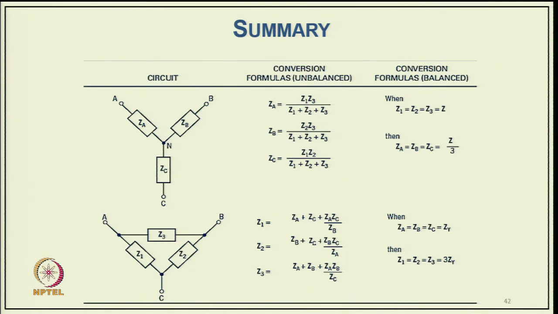And if you want to go from star to delta, Z1 will be, again as we discussed, equal to ZA plus ZB, because those are the two branches between the terminal, plus ZA ZC divided by ZB. Similarly, Z2 will be ZB plus ZC plus ZB into ZC divided by ZA, and Z3 will be ZA plus ZB plus ZA ZB by ZC. If all three elements are equal, then Z1 equals Z2 equals Z3 equals 3 ZY. So, this is the summary of the two sets of transformation in final form.